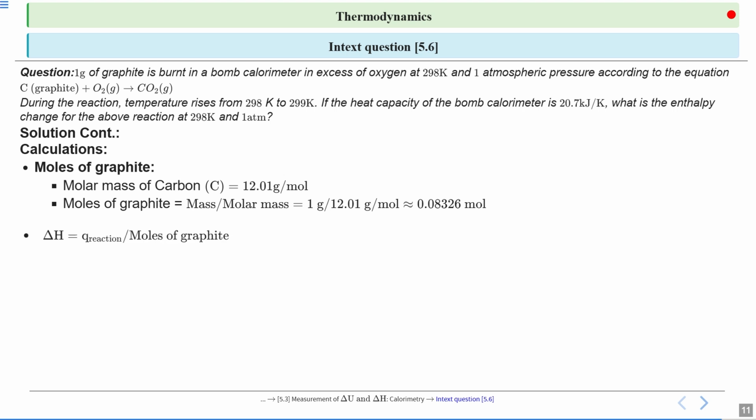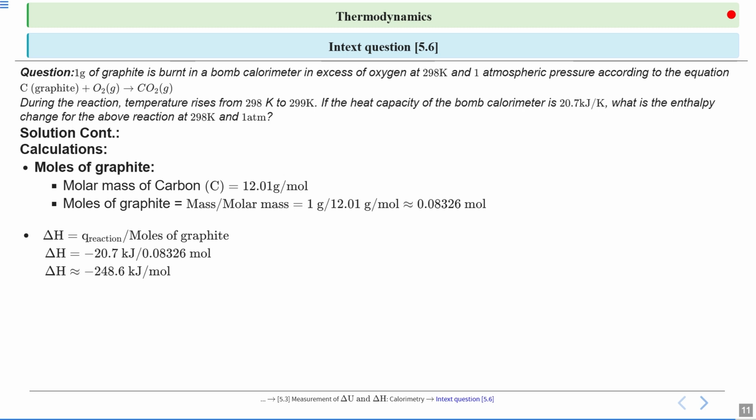So what do we have here? We have it for 1 gram, and we want to convert it for mole. So it's very simple. Just divide your Q reaction by moles of graphite. Got it? So if you do it, it will be minus 20.7 kilojoule divided by 0.08326 mole. Therefore, the final enthalpy change in terms of kilojoule per mole will be minus 248.6 kilojoule per mole. Now you got your delta H from here. Easy calculation. I hope this is clear to you.